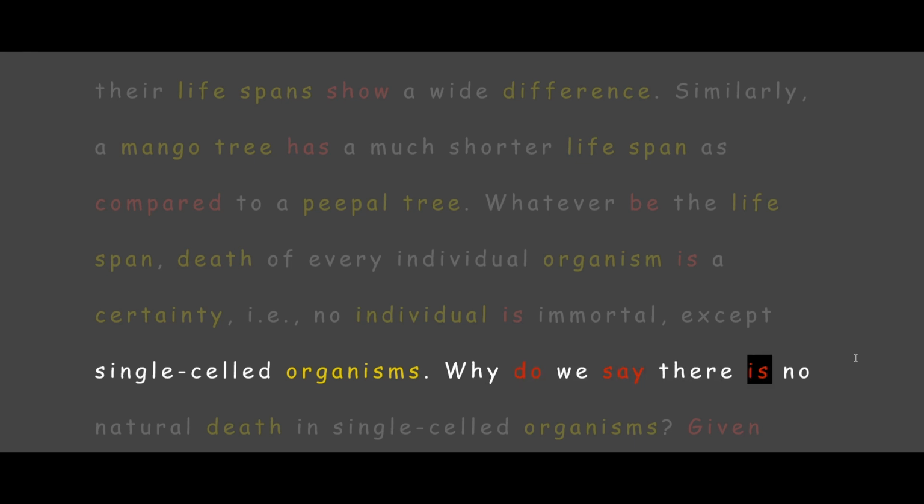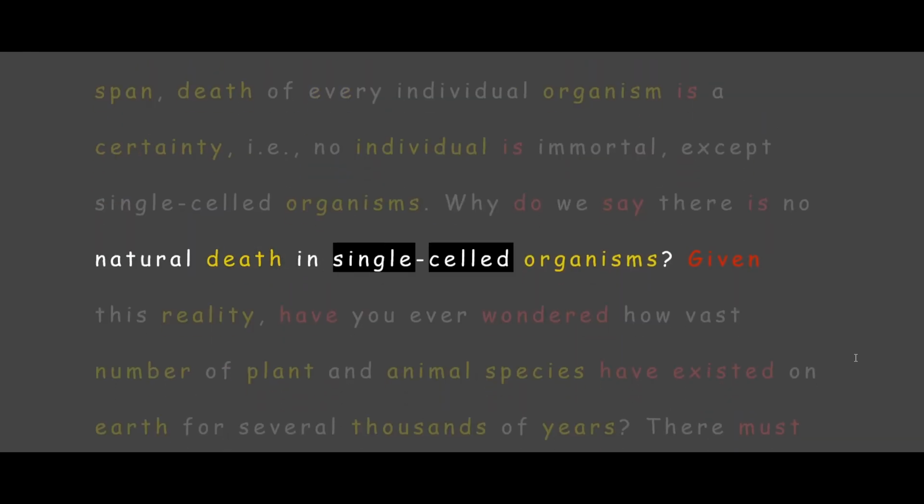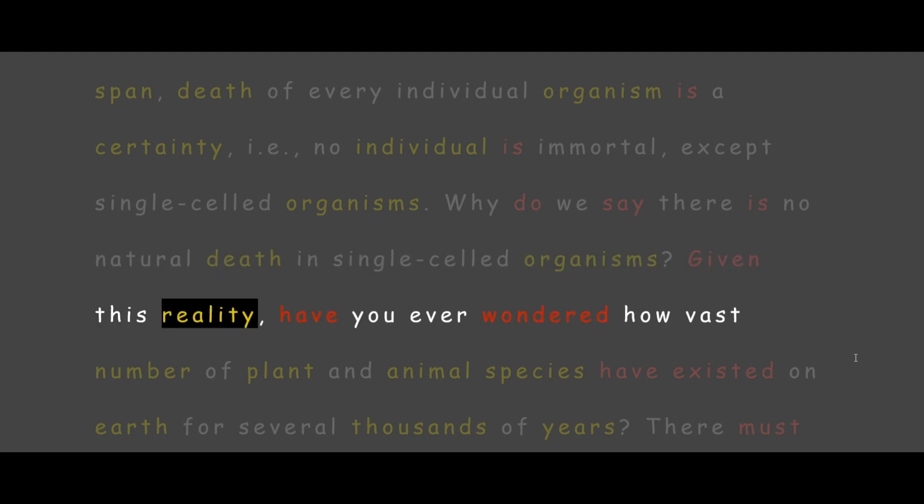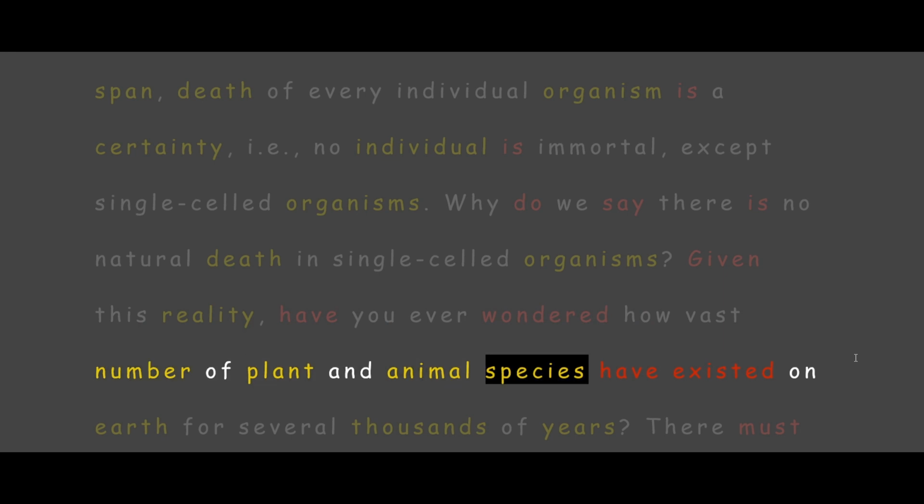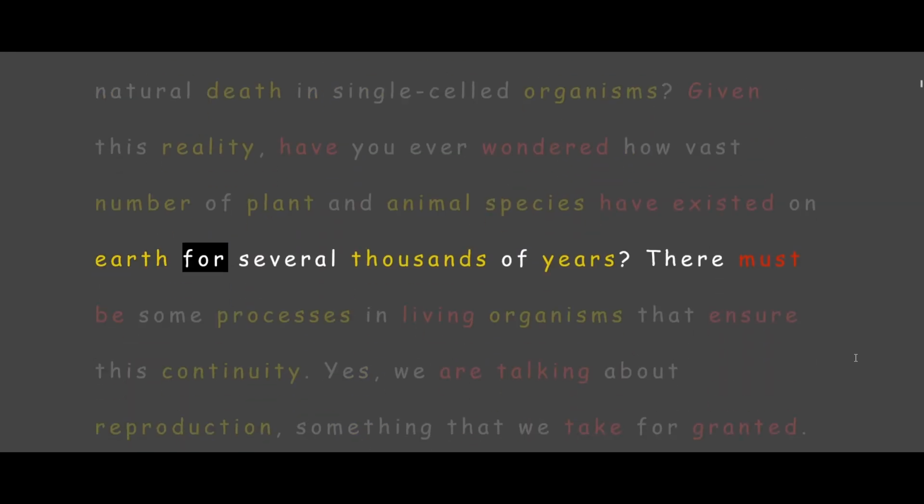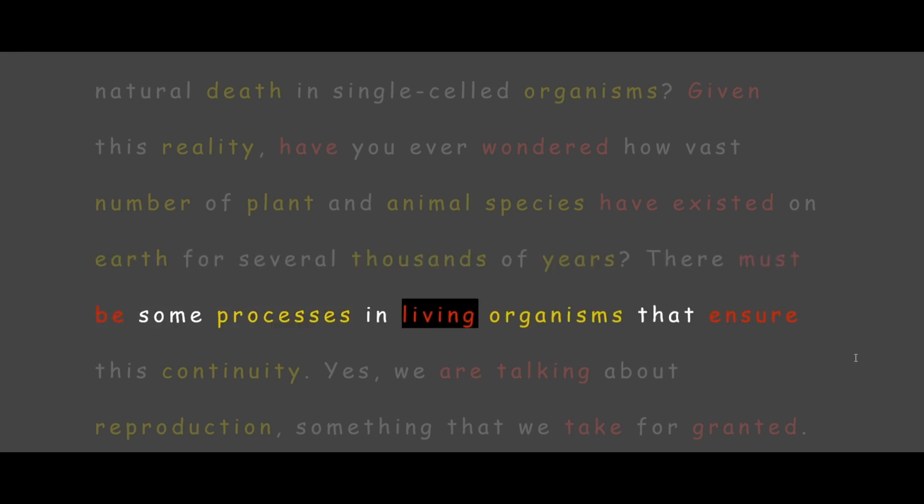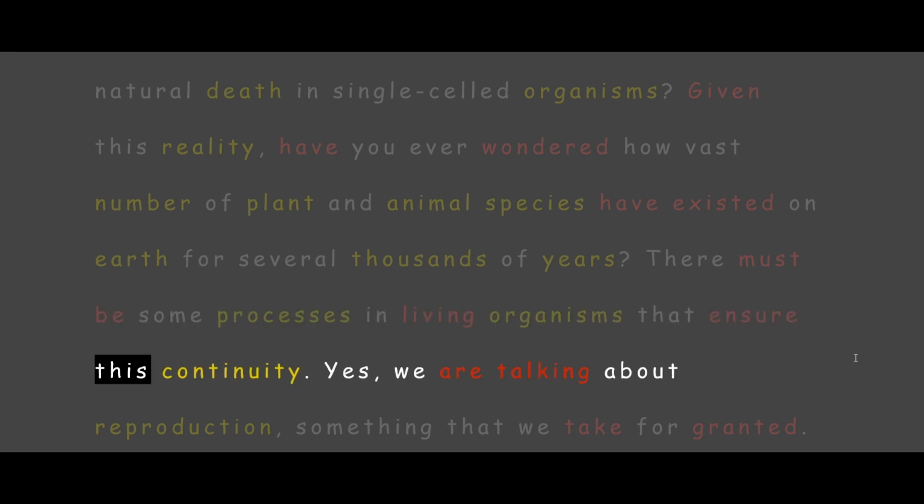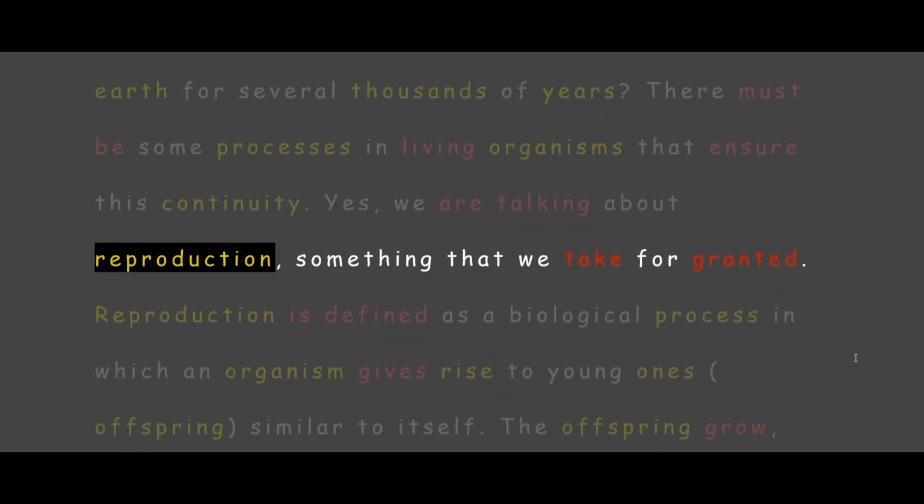Why do we say there is no natural death in single-celled organisms? Given this reality, have you ever wondered how vast number of plant and animal species have existed on Earth for several thousands of years? There must be some processes in living organisms that ensure this continuity. Yes, we are talking about reproduction, something that we take for granted.